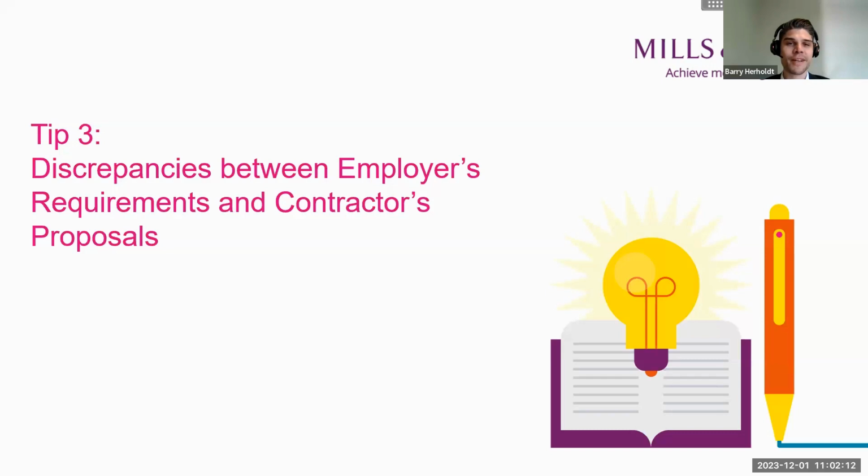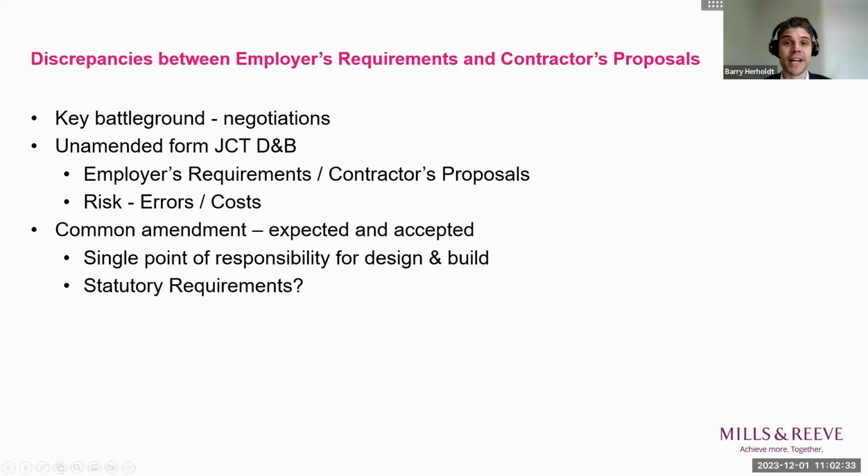Thank you, Catherine. Hi, everyone. So I'm specifically going to cover discrepancies in documents as it's dealt with under the JCT 2016 design and build form. These type of clauses can generally become a key battleground during negotiations and are therefore ripe for amendment. By first looking at what the position is under an unamended JCT design and build form, the employer sets out certain requirements, covering any degree of detail which it considers appropriate within what we know as the employer's requirements.